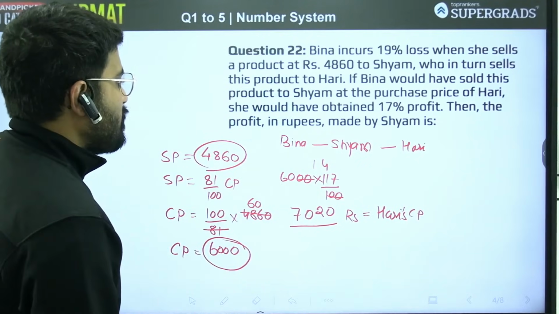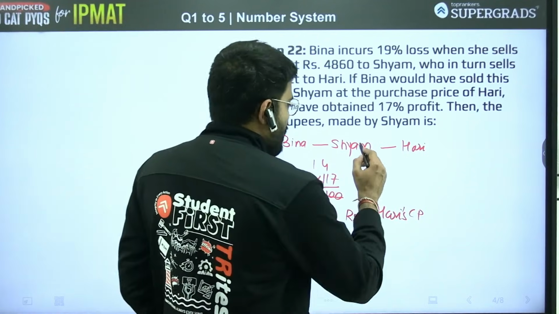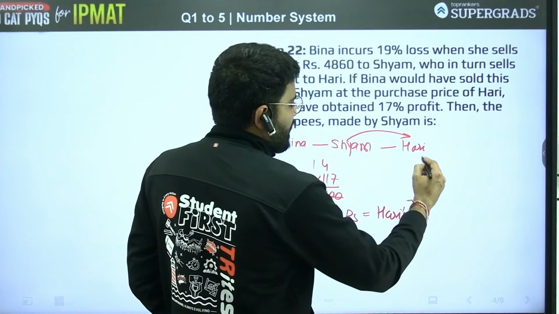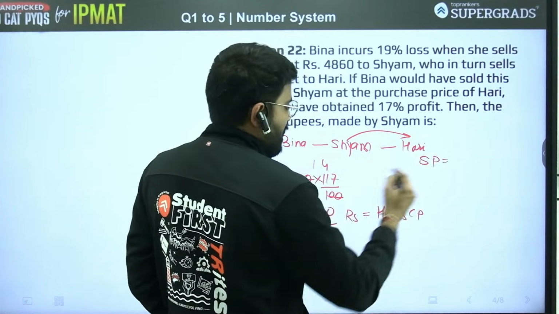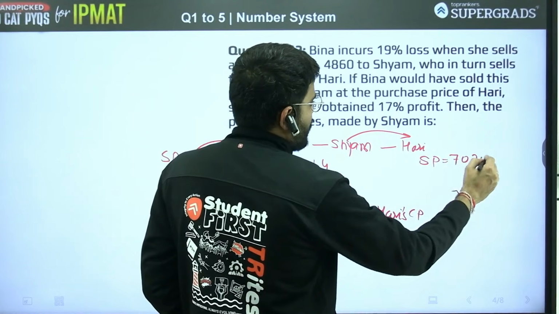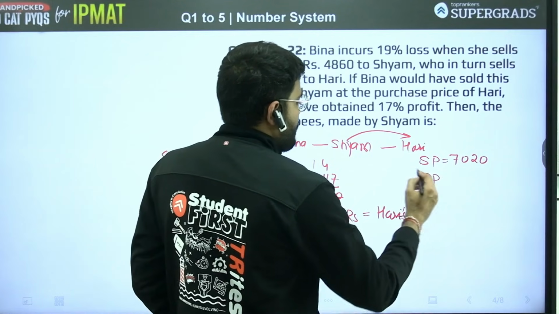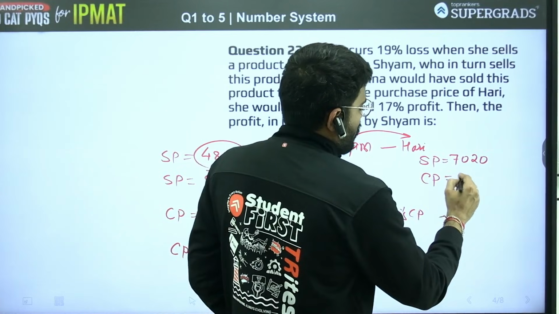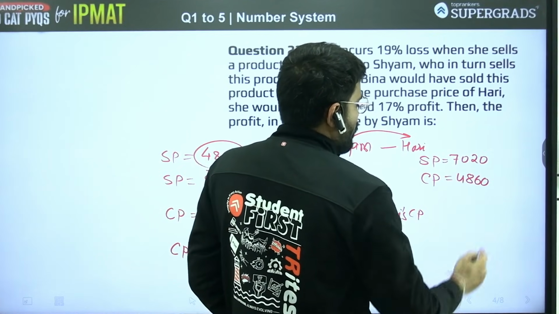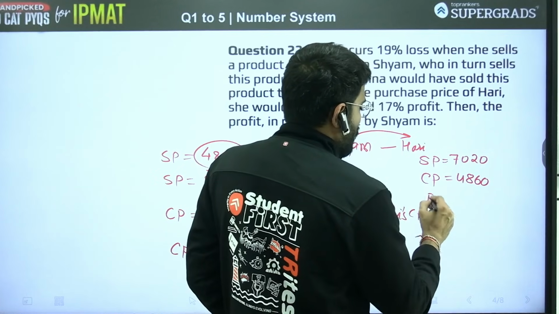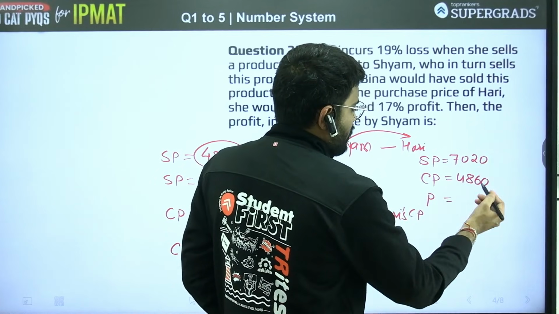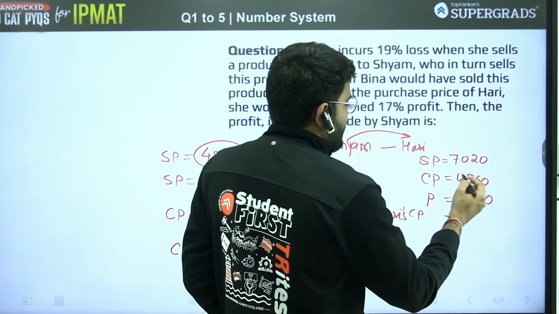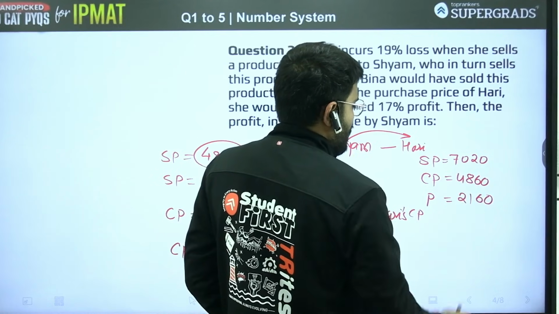Then the profit made by Shyam is... so Shyam is selling to Hari. When Shyam is selling to Hari, the SP came out to be 7020, and the cost price is what he purchased from Bina at rupees 4860. We need to calculate the profit. So profit is equal to, if I subtract, 120 minus 60 is 60. And this is 69. 69 minus 48 is 21.